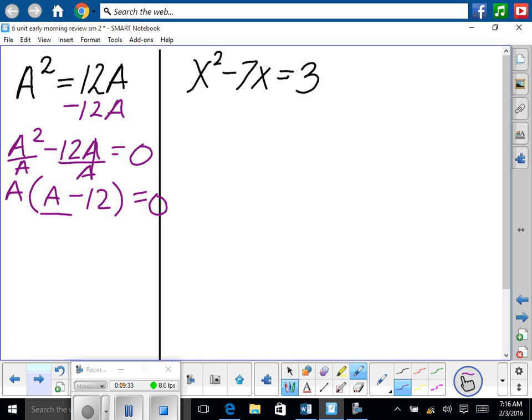And now we have linear factors, degree 1, so we can set each of them equal to 0. So we have a is equal to 0. We also have a minus 12 is equal to 0. Solve for a in each place. So a is equal to 0, and for the other we'd add 12, so a is equal to 12.